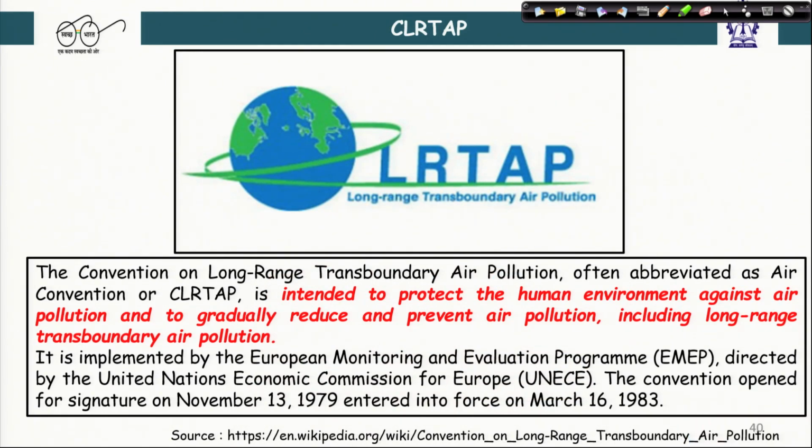So, from time to time we have been seeing organizations coming up, looking at different aspects. This is the long range transboundary air pollution convention. The intention was to protect the human environment against air pollution and to gradually reduce and prevent air pollution. It was implemented by the European Monitoring and Evaluation Program, and is part of the UN ECE, the Economic Commission for Europe. The convention opened in 1979, and came into effect in 1983.